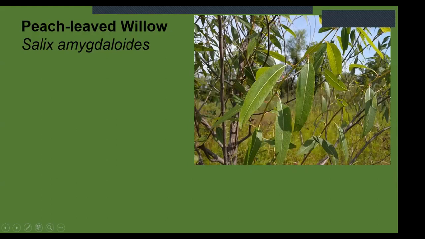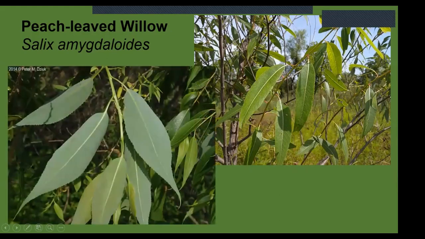This is a peach leaf willow, and if you know peach trees, we're a little bit north for growing peaches here, but I think some people still try, and they have a leaf that looks very much like this. It's a broad lanceolate shape with a long acuminate tip, a very graceful looking leaf.